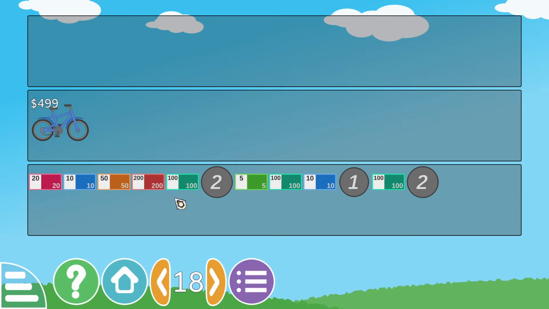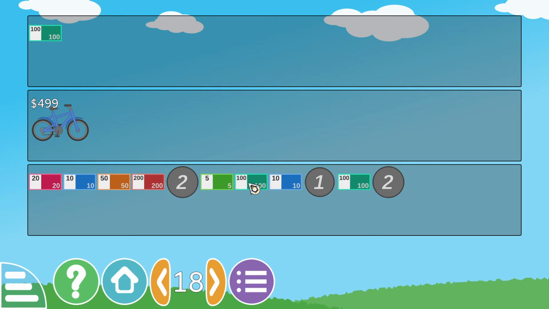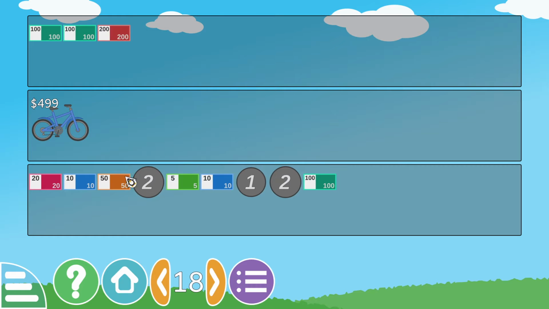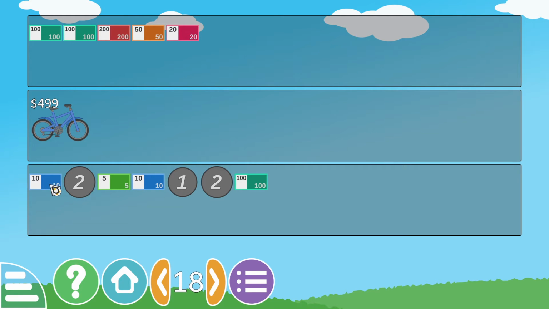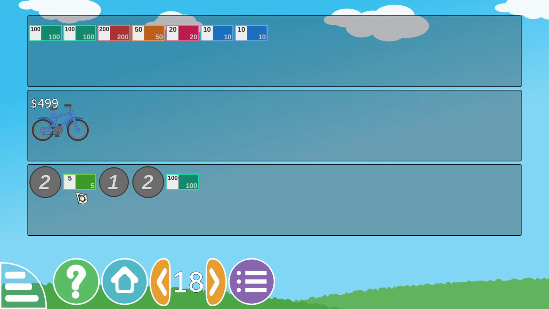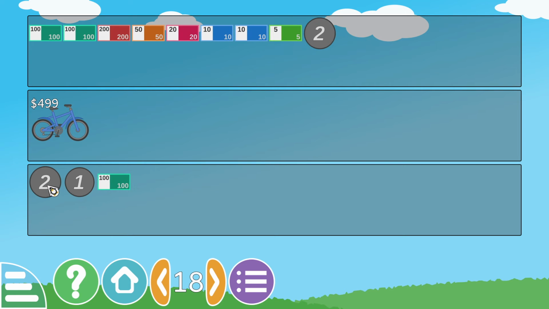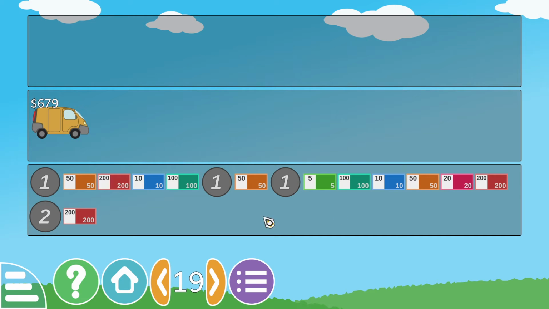Now we're at 499 for the bike. So 100, 200, 300. Got to bring one of those hundreds back and use a $200 note. So we've got 400 there. 50, 70, 80, 90, 95, 97, and 99. 499.